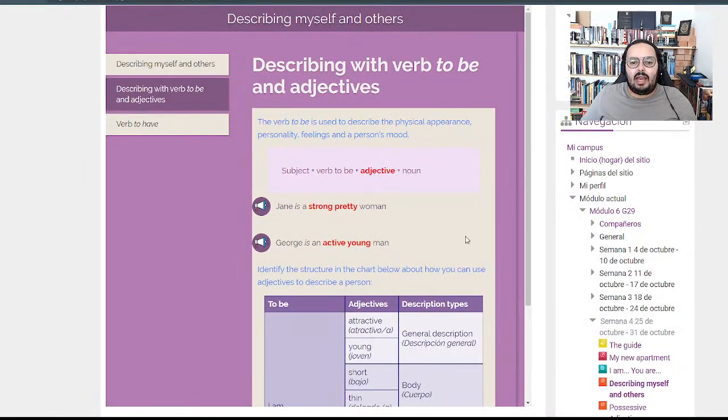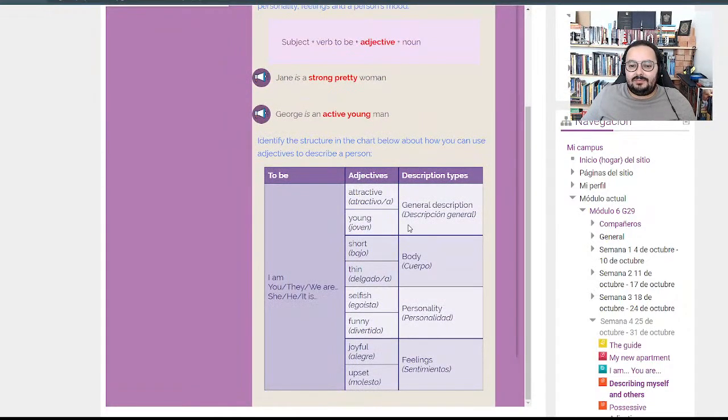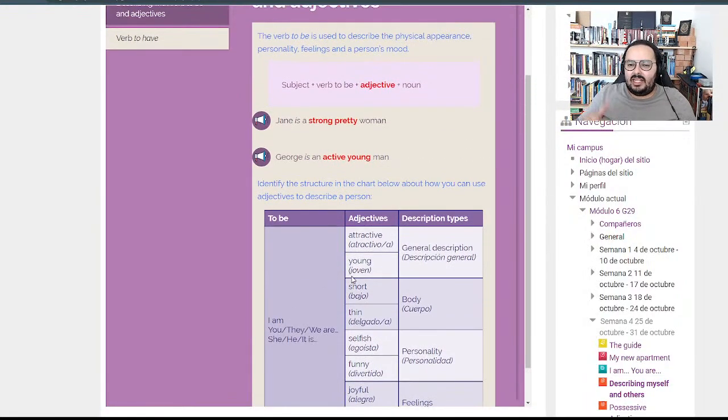Remember, if we want to describe, we have to use adjectives in order to say that something is something. Okay, and the structure is the following: subject, verb to be, adjective, and noun. Jane is a strong, pretty woman. George is an active young man. If you remember, if we want to use more than one adjective, we have to follow the order. For this order, remember that we have to start with the general things, and then we have to end with the very specific ones. But later we'll see the structure of this order.